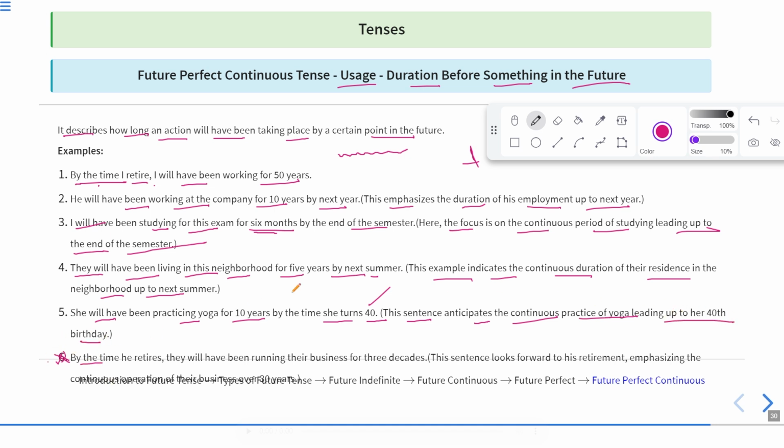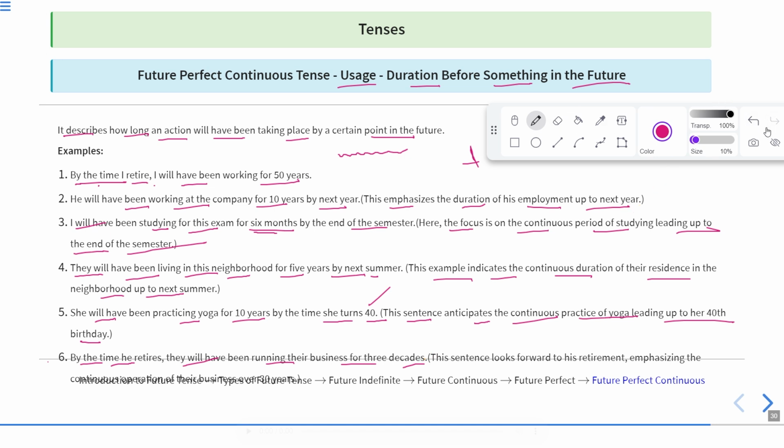By the time, now the sentence is also correct, but actually you cannot see it properly. However, we will just revise it. By the time he retires, he will have been running the business for 3 decades. It means when he reaches retirement, he will have been running the business for 3 decades. It means at the time of his retirement, he must have completed 30 years in his business life.